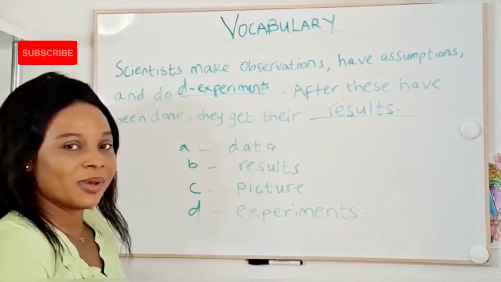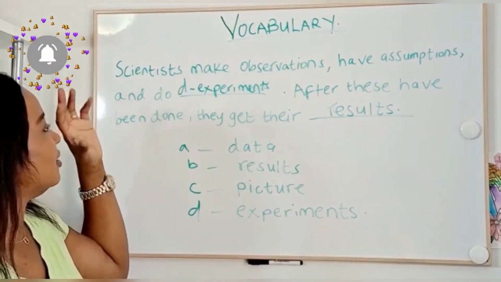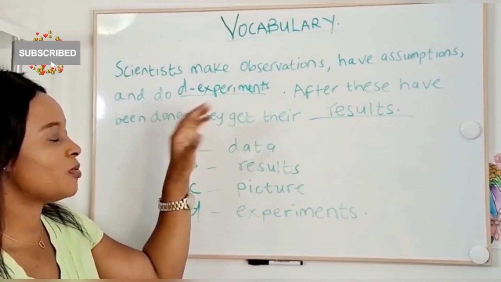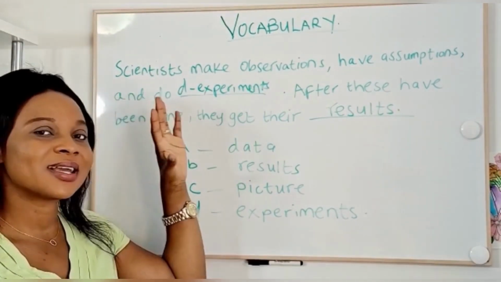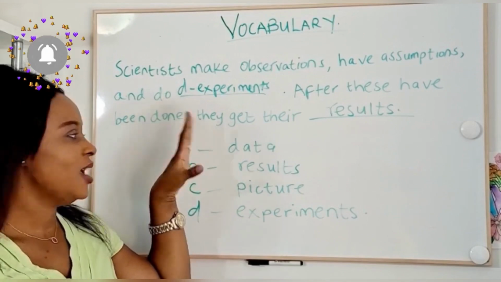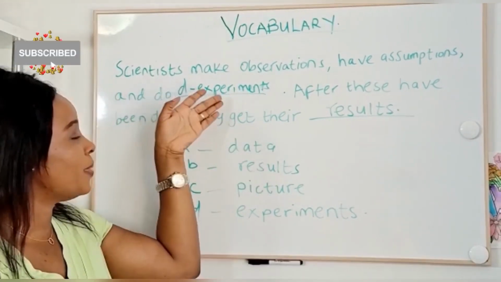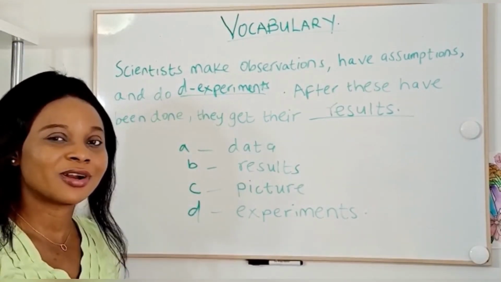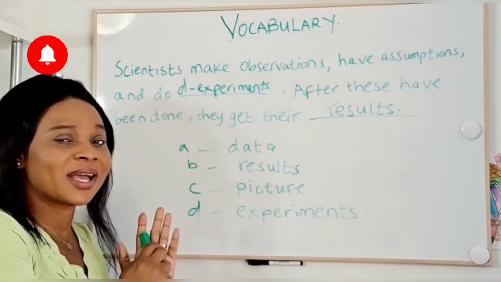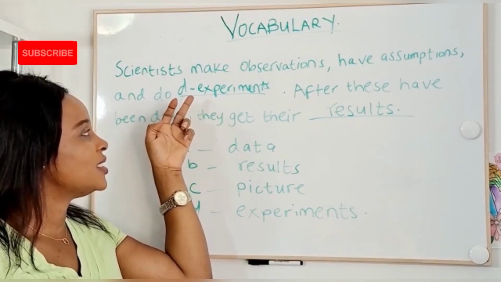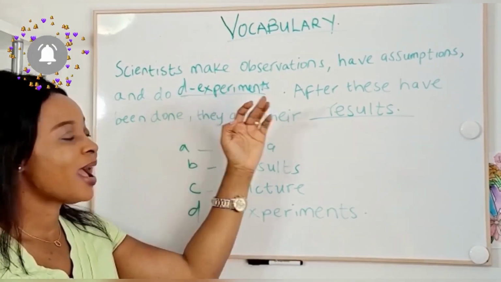Now I'm going to do some explanation here. You can see the terms I'm using here. Scientists make observations, have assumptions, and do experiments. These terms are basically science terms. Okay, they are not just any kind of term. Now, I didn't say and do pictures. If I use picture here, they're not talking about photography. They're basically talking about science and experiments and all that. So these terms that fit in this blank here are the right option here.